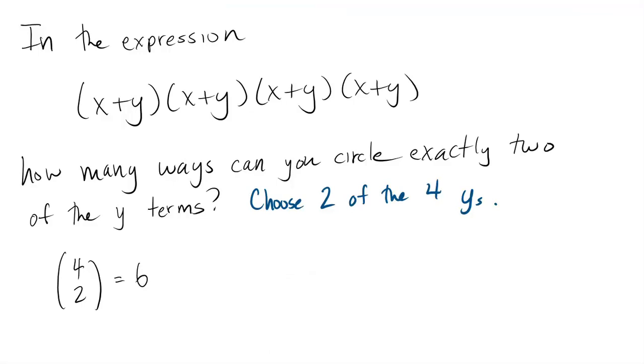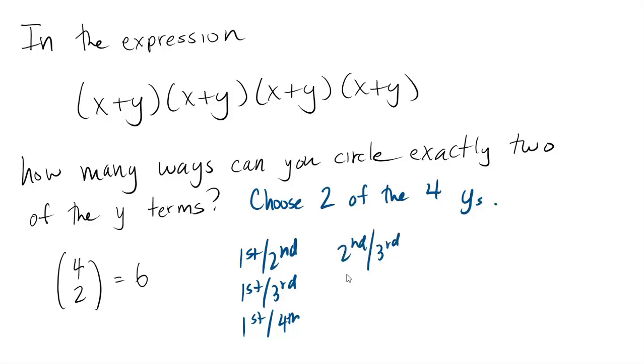Let me verify that for you. We could circle the first and the second. We could circle the first and the third. We could circle the first and the fourth. Or we could do the second and the third. We could do the second and the fourth. Or we could do the third and the fourth, the last 2. Those are all of the different ways. You can see there are 6 ways we could have done that.